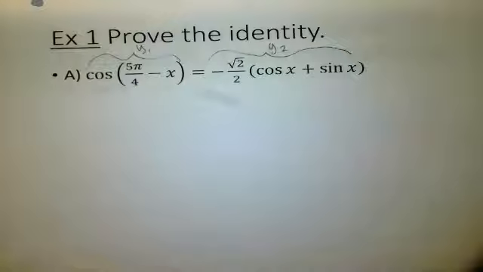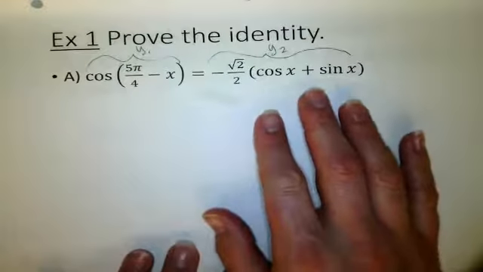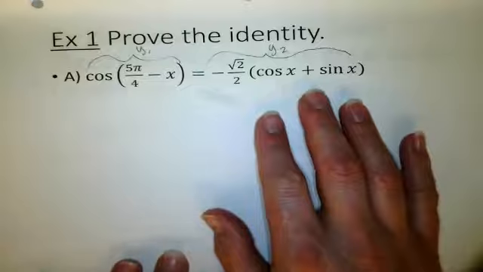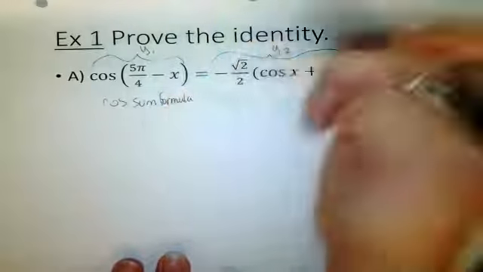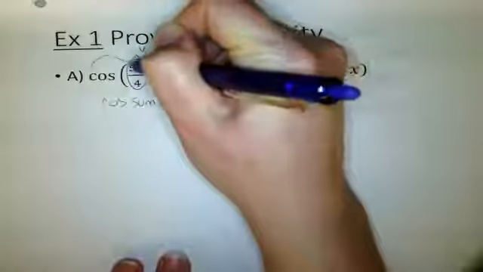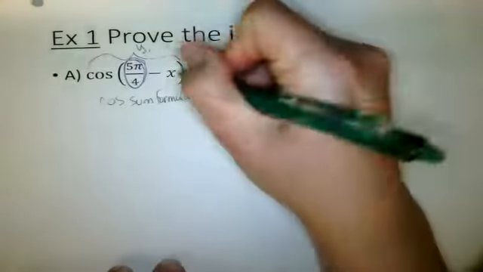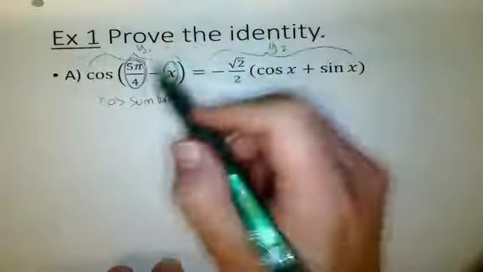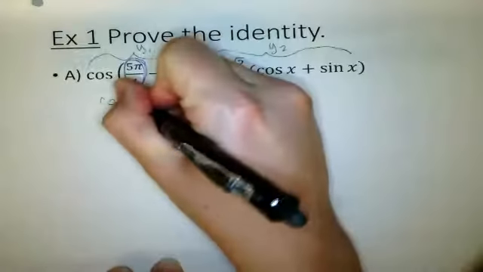So you have the cosine of 5 pi over 4 minus x. And supposedly that equals negative radical 2 over 2 times the quantity cosine of x plus sine of x. This side fits my cosine sum formula pattern. So we have the sum of two angles. We have the sum of this first angle, 5 pi over 4, and we have the sum of that second angle, x. And, oh, sorry, it's not the cosine sum formula. It's the cosine difference formula.